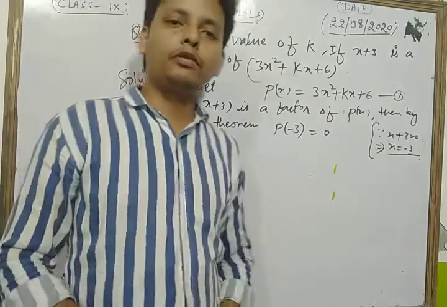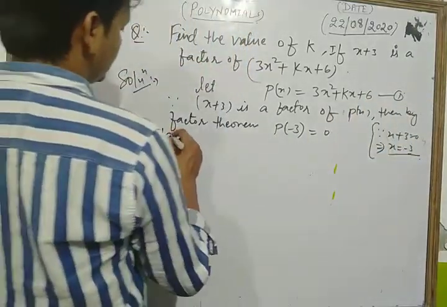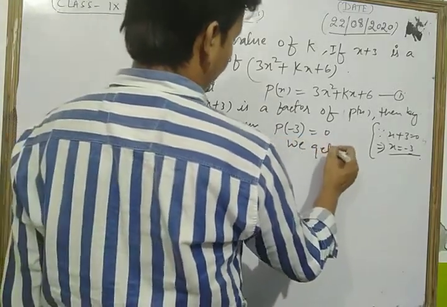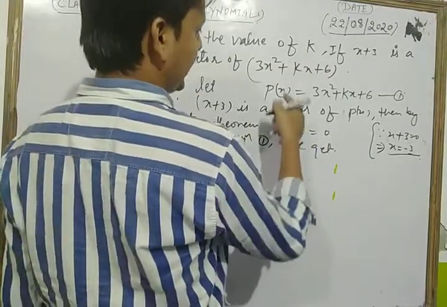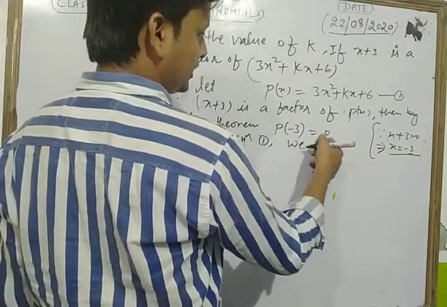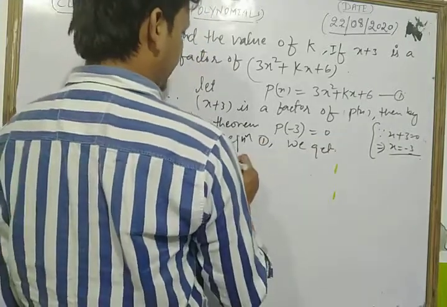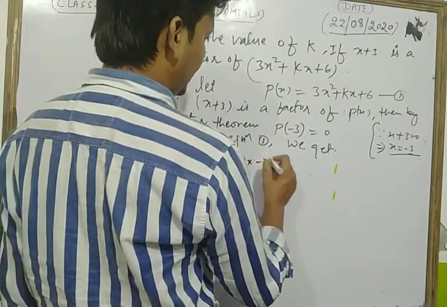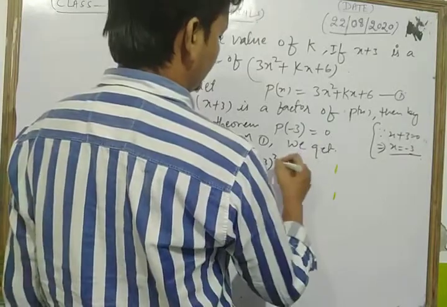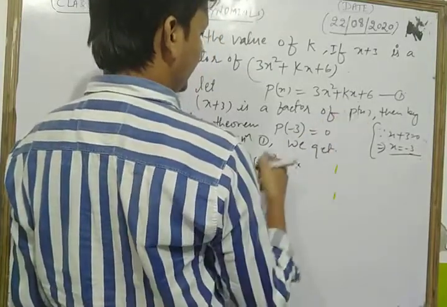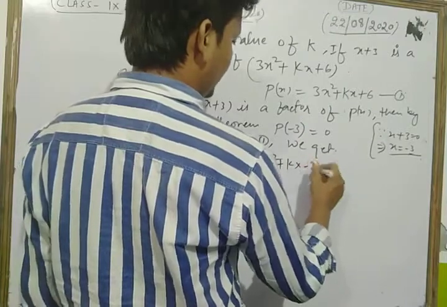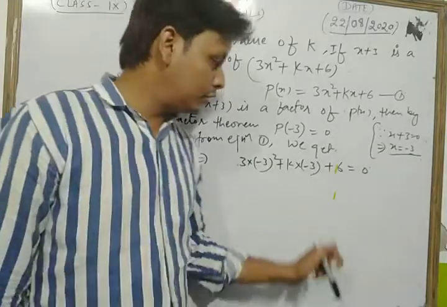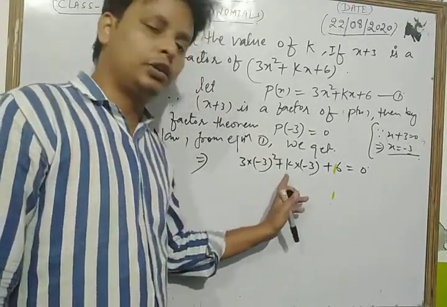Now with the help of equation 1, let's see. From equation first, what do we get? We replace x by minus 3 and we take this value equal to 0. Now here we have 3 into minus 3 square, plus k into the value of x, which is minus 3, plus 6, and this must be equal to 0. Now we solve this equation and hence we find the value of k.